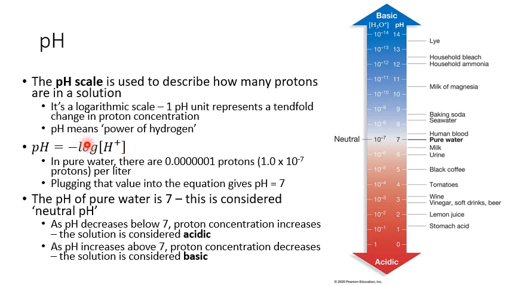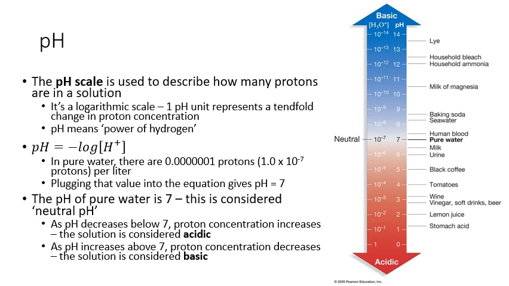The fact that it's a log means that every time you're changing by 1 unit, that's actually a factor of 10 change. And then the fact that it's a negative log means that when you go up on the scale, you're actually having less protons. When you go down on the scale, that's when you have more protons.